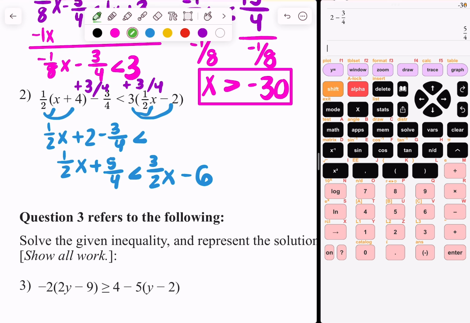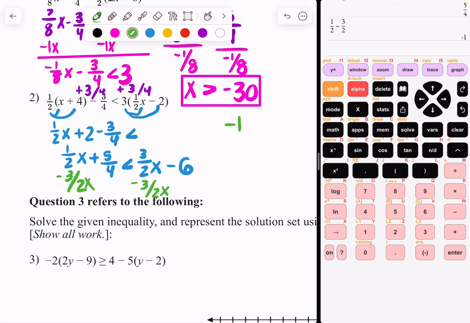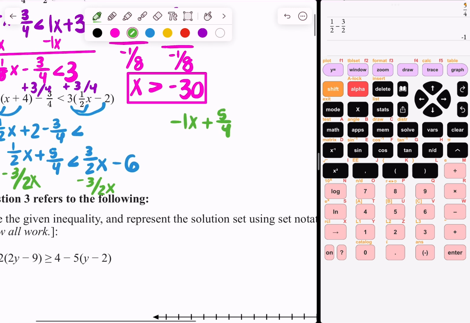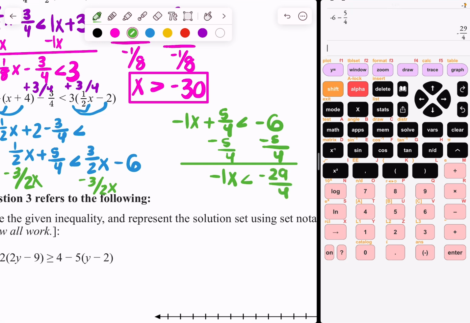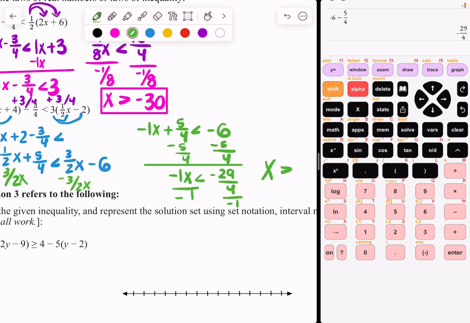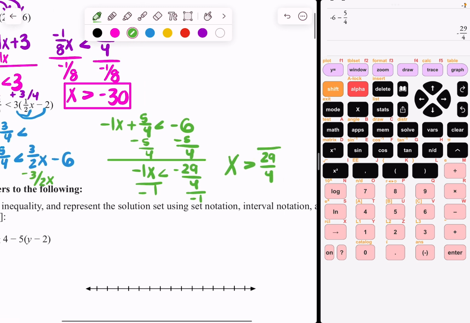All right, we're going to bring our x's to one side. We are going to subtract 3/2 x, subtract 3/2 x. So we have 1/2 minus 3/2. That gets us -1 x. Plus 5/4 is less than -6. I am now going to subtract the 5/4, and I get -1x is less than -6 minus 5/4 is -29/4. I don't want the -1 there, so I'm going to divide by a -1 on both sides. And I get x is greater than 29/4. I made sure to flip my sign since I was dividing by that negative number.